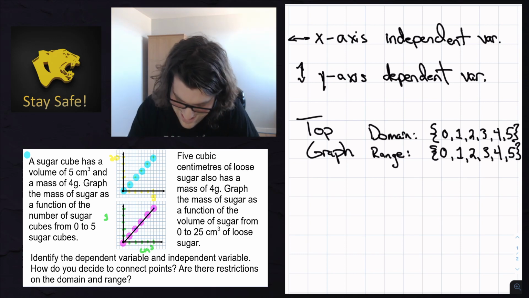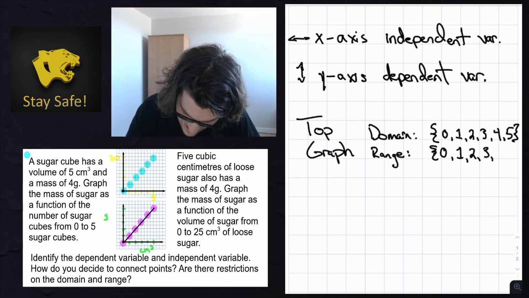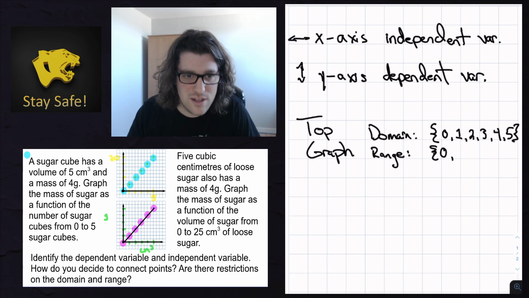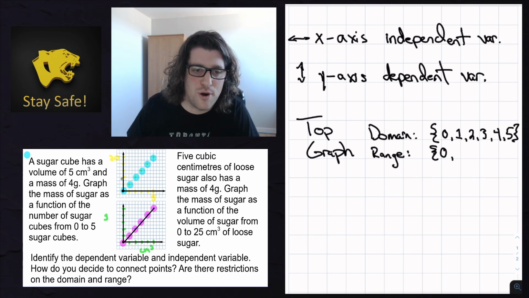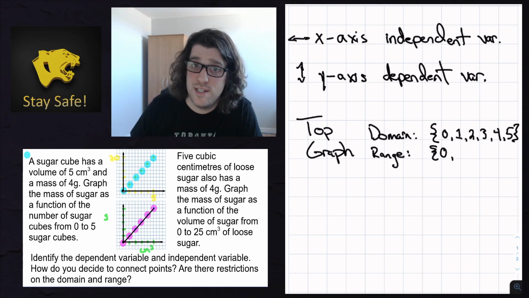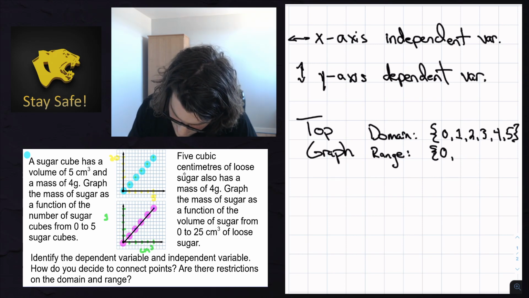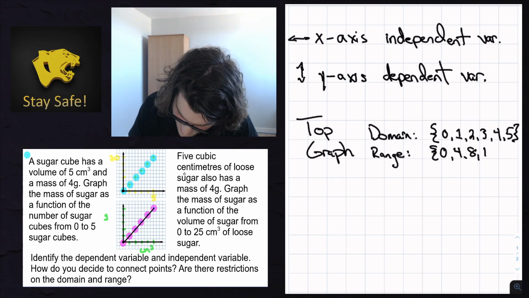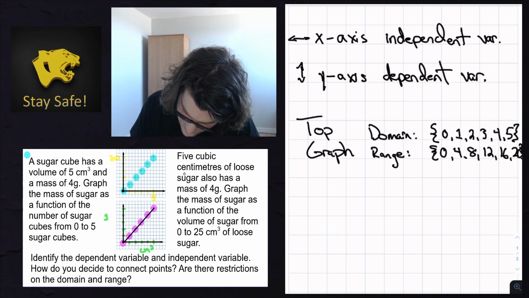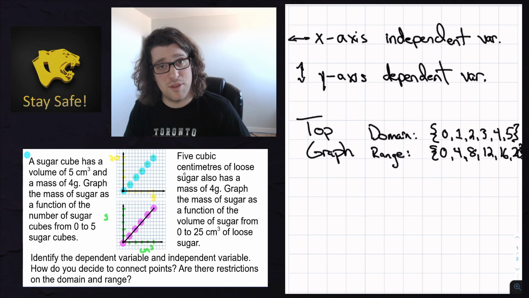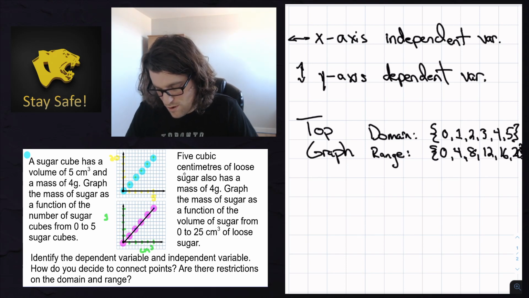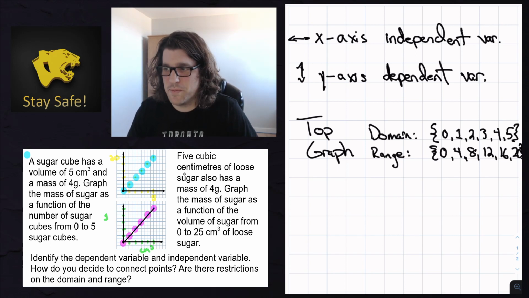Oh, nope. I'm counting grid lines. Let's try that again. It's because my graph is not labeled very well. So it's 0, 4, 8, 12, 16, 20. I'm not going to go back and fix that, but sorry about that. So 0, 4, 8, 12, 16, and 20. Those are going to be my range values.